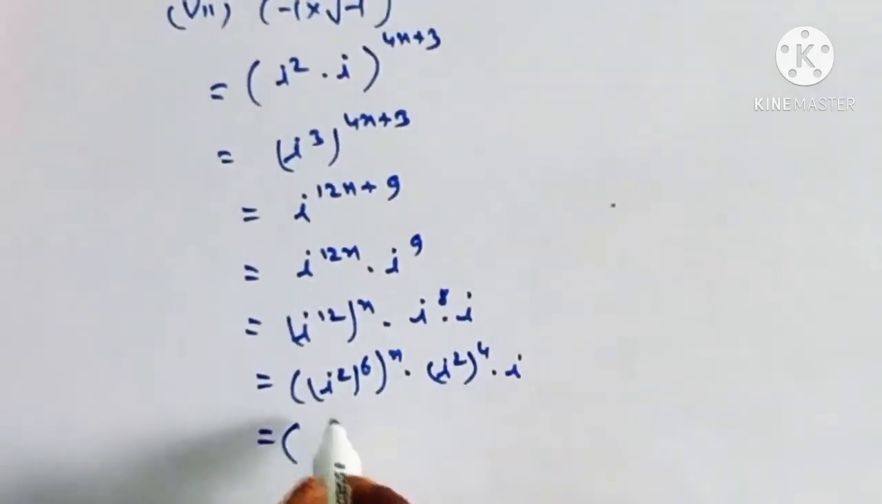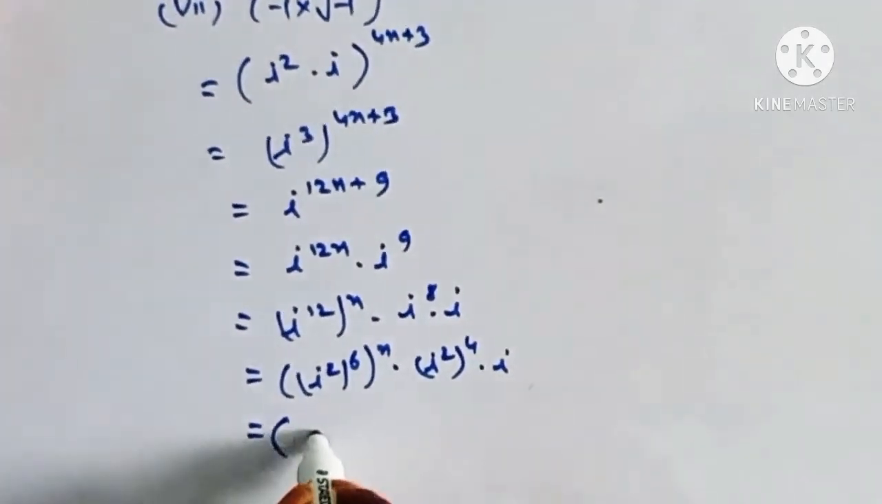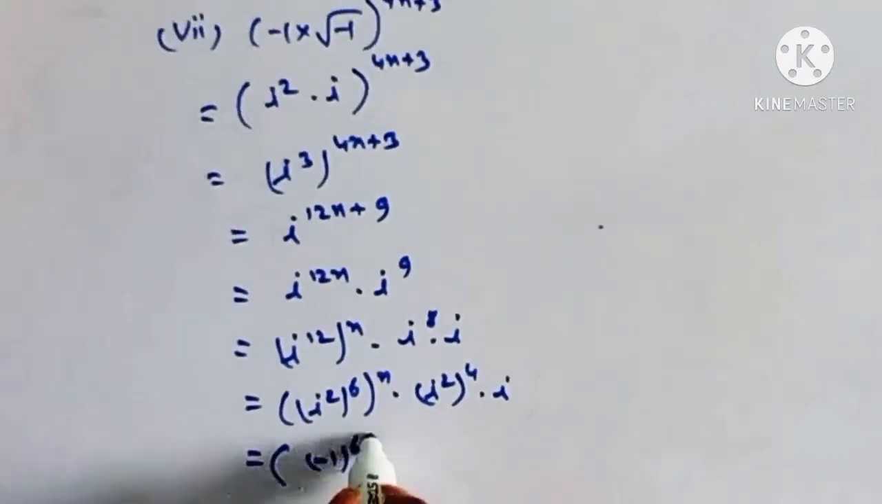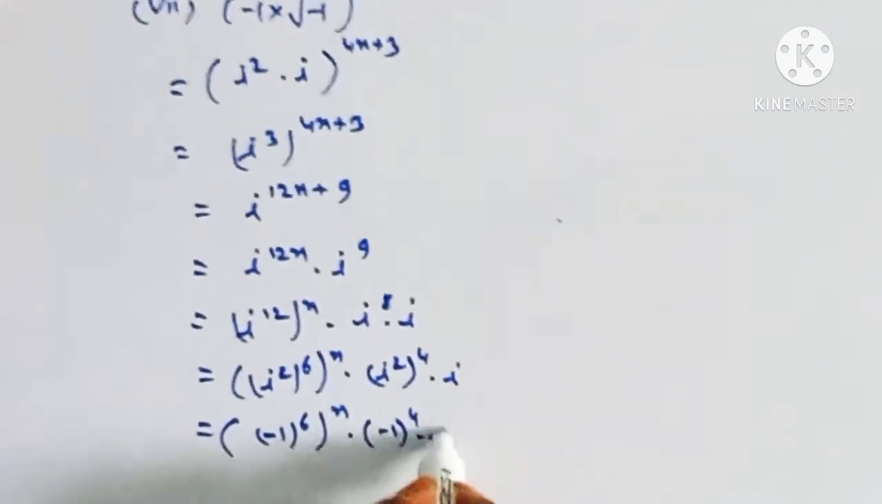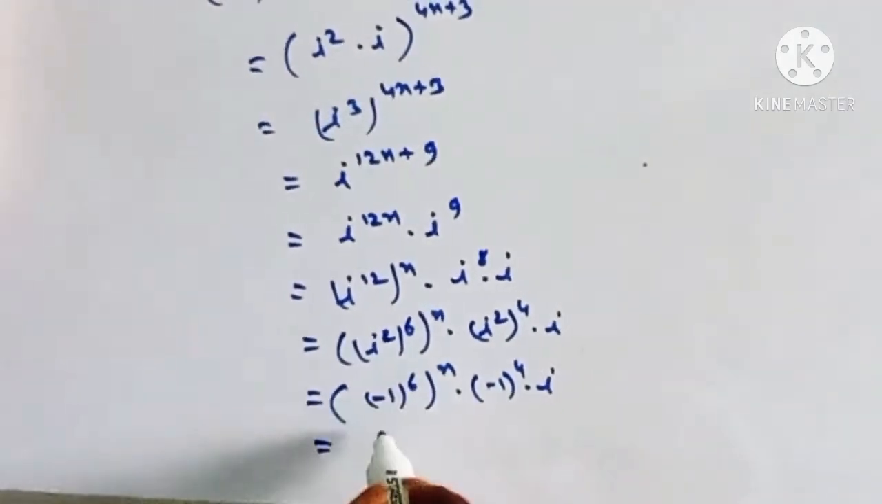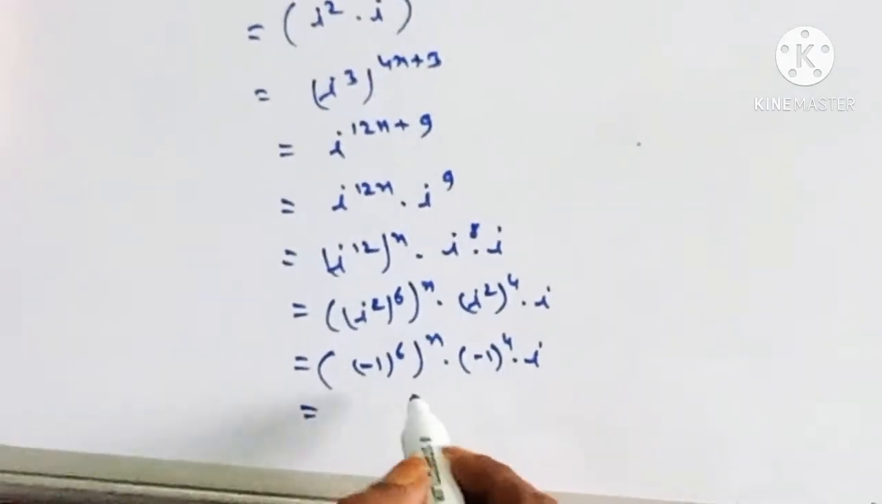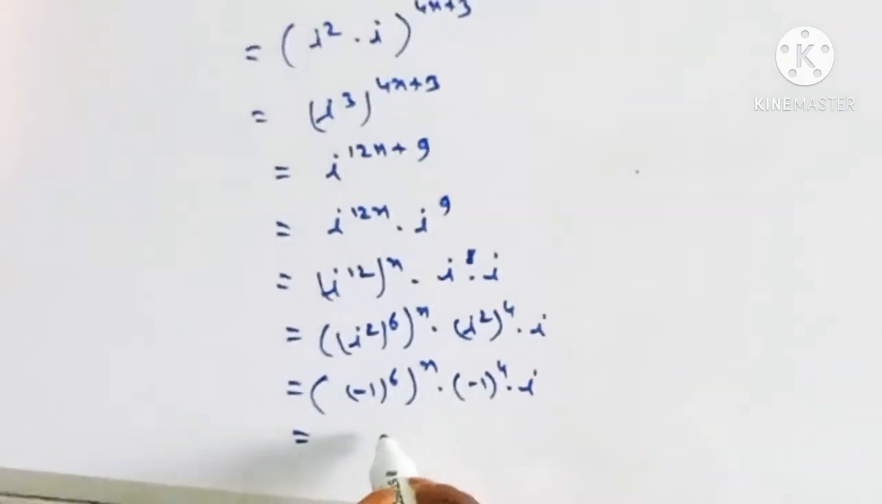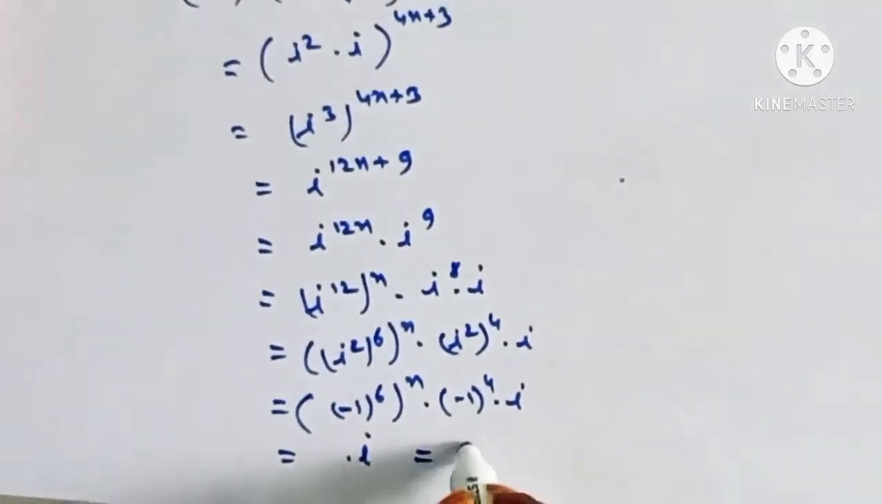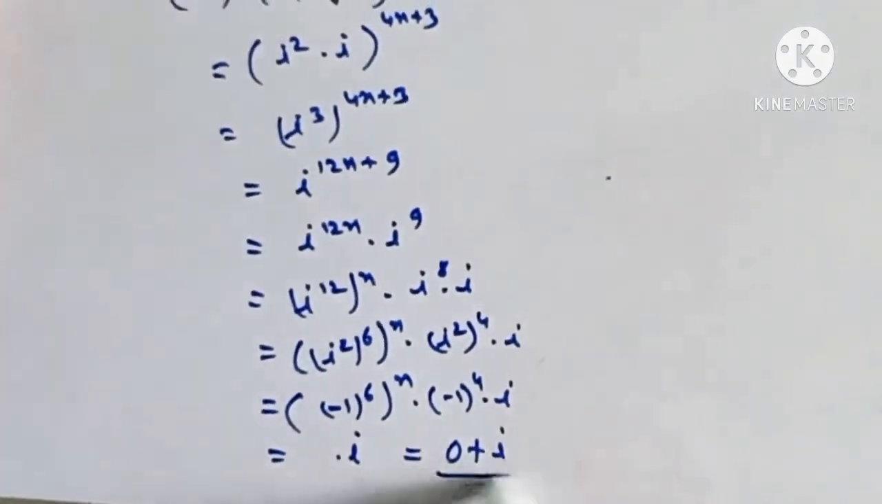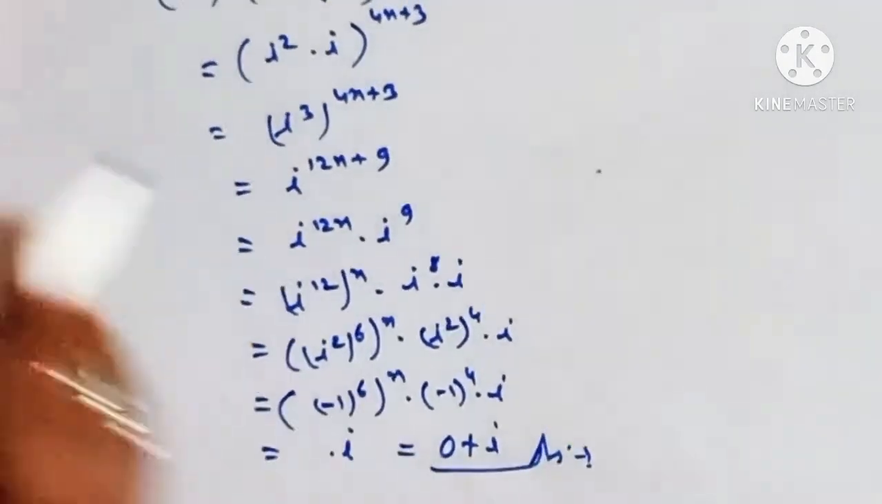So this will be minus 1 to the power of 6 to the whole power n into minus 1 to the power of 4 into i. So 1 to the power of n is 1, and here this is 1, so this will be i. So your answer becomes 0 plus i. This is your answer. Let me check the answer.